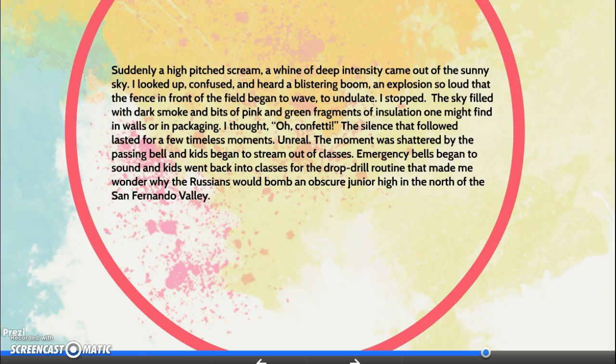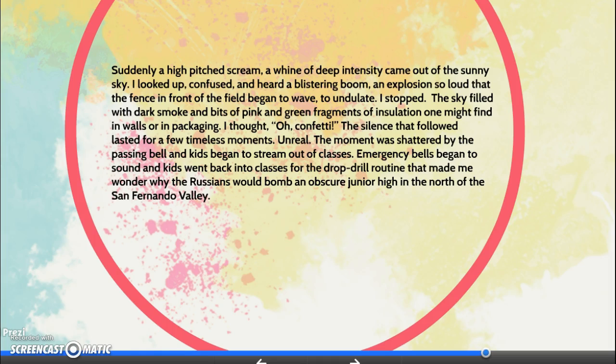Unreal. The moment was shattered by the passing bell, and kids began to stream out of classes. Emergency bells began to sound, and kids went back into classes for the drop drill routine that made me wonder why the Russians would bomb an obscure junior high in the north of San Fernando Valley.